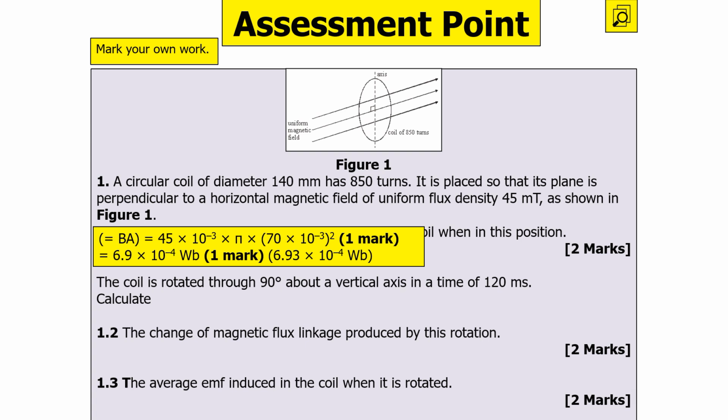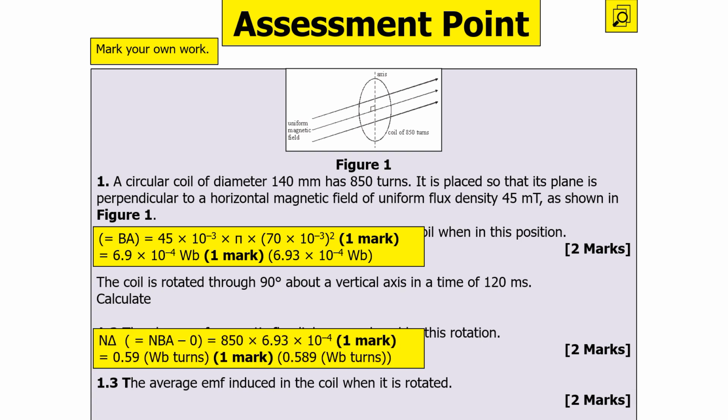Then this next one, the change in magnetic flux linkage. Well, we know that if it's rotated 90 degrees, it'll go to 0, but what does it start at? Well, it starts at BAN, so it's the value we just worked out multiplied by N, which was 850, so it's 0.59 minus 0, which is still 0.59 weber turns. Now the average induced EMF is this value divided by the time, so you divide this value by 0.12, so it's 4.9 volts.